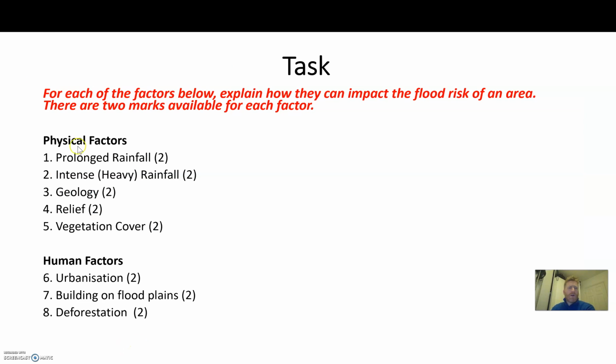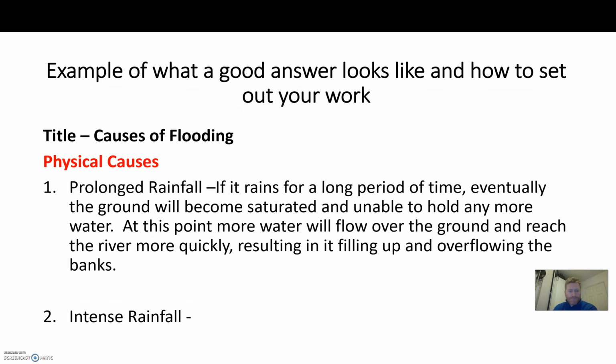So here's your question. This is going to be the assignment you have to complete, the assessment. You're going to answer this question. Pause the video if you need to read it. There's 2 marks for each one. You need to explain for me how each of these factors can increase or have an impact on whether or not a river floods.